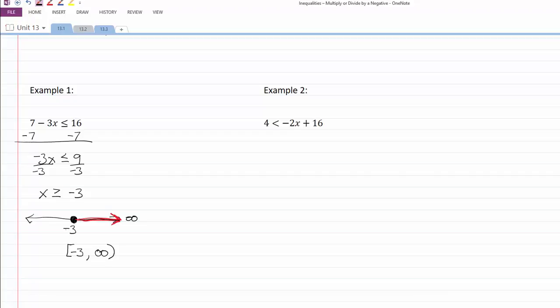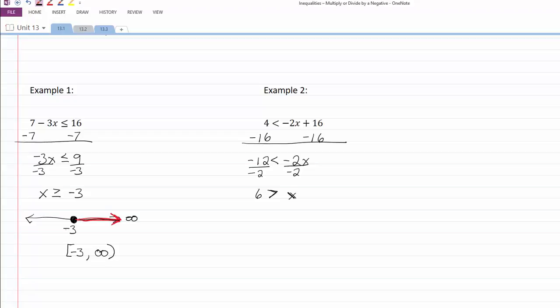Let's take a look at example 2. I'm going to start on the side with my variable, add the opposite to my number, which should be a negative 16. So now I have a negative 12 is less than negative 2x. I divide by the number in front of my variable, which should be a negative 2. So I'm going to get 6 is greater than x. Because I remember that I need to flip the inequality.